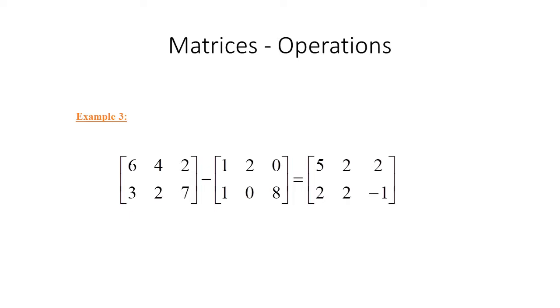6 minus 1, 5. 4 minus 2, 2. 2 minus 0, 2. 3 minus 1, 2. 2 minus 0, 2. 7 minus 8, minus 1. So we get the answer 5, 2, 2, 2, 2, minus 1. The order of this matrix is 2 cross 3. So the given matrices are of order 2 cross 3, and the answer is also 2 cross 3. So we got a single matrix as an answer.